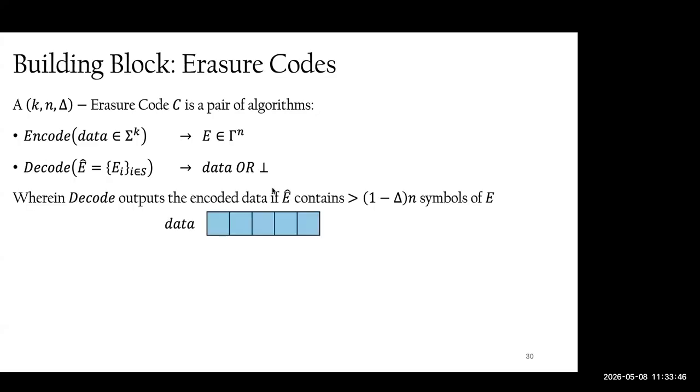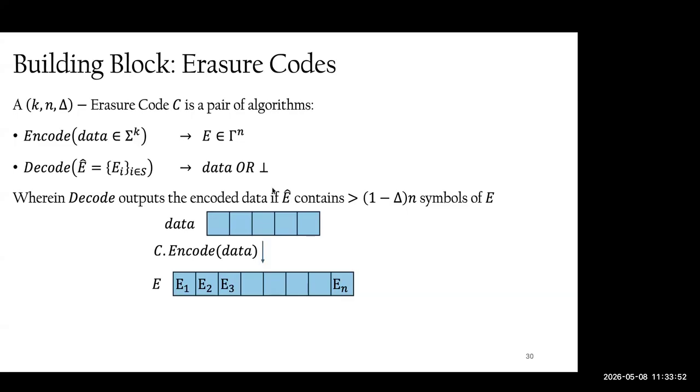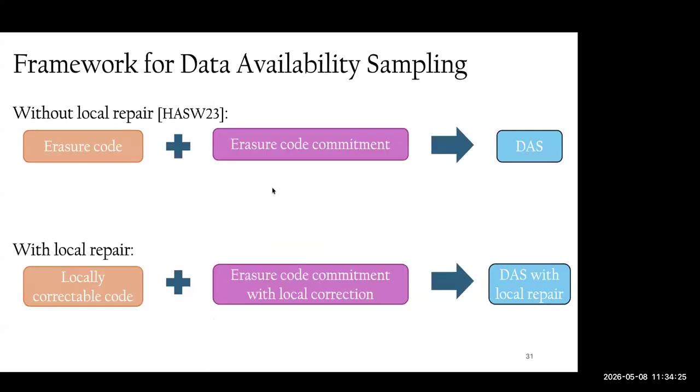So let me show you this pictorially. We have data, this is a vector of 5 elements. You can encode the data and get a bigger vector E. And now the guarantee that decoding gives you is that even if you lose a bunch of symbols, so let's say you lost E2, you lost E5 and En, as long as you have enough symbols remaining, I can still run the decode algorithm and get back the same data that I encoded. So this is the standard erasure codes. And in terms of notation, I will use capital delta to denote the minimum distance of the code. This sort of tells you how many symbols you need to be able to decode. Any questions on this? Okay, so this is the standard notion of erasure codes. So that's the first building block.